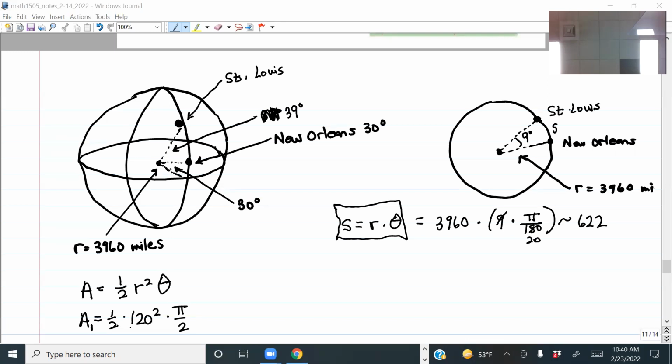So can someone do those calculations for me? Just approximately. The nearest square foot will do, because we're not going to write the whole answer. Someone on Zoom can do this also and type it in for me. All I want is just the nearest square foot. This is going to be square feet, because this is an area. So 1/2 times 120 squared times pi over 2. Approximately what's that equal to?